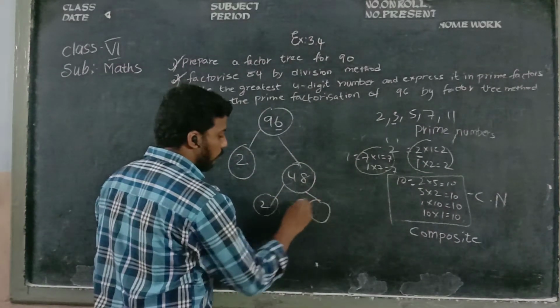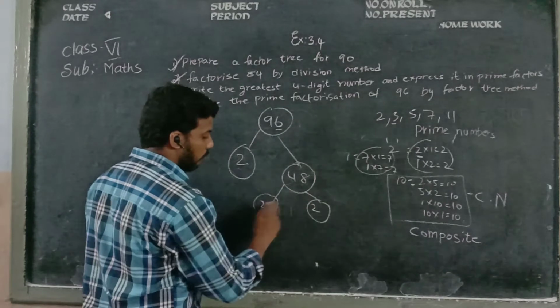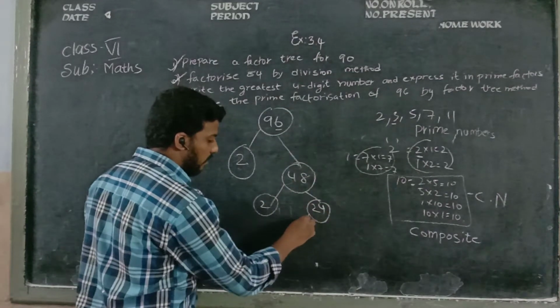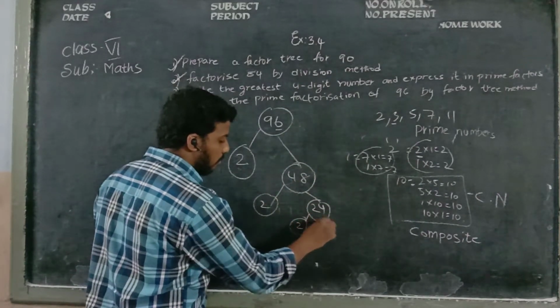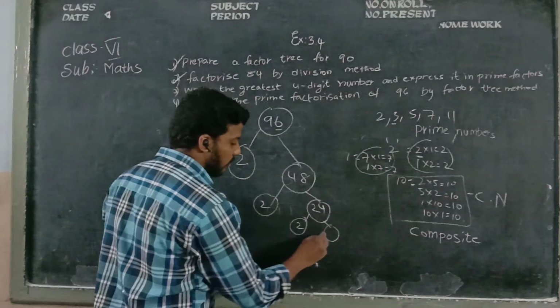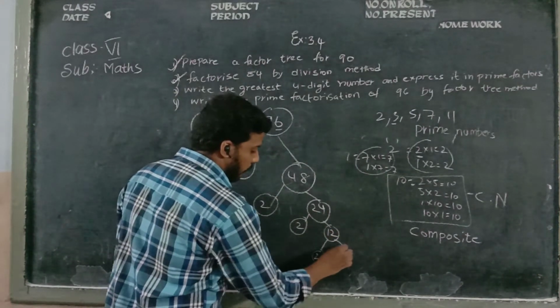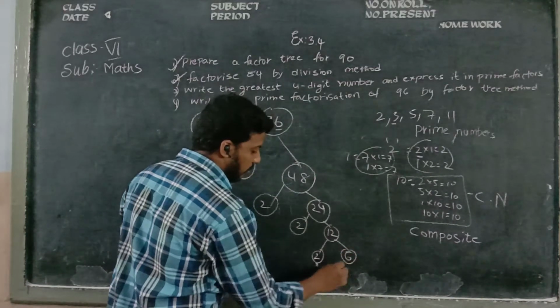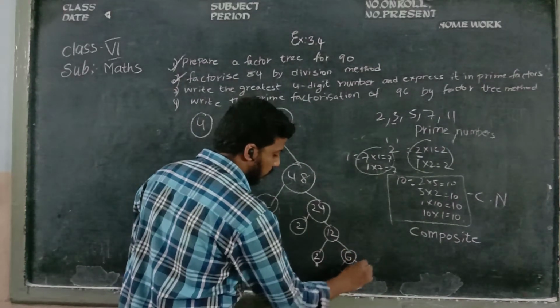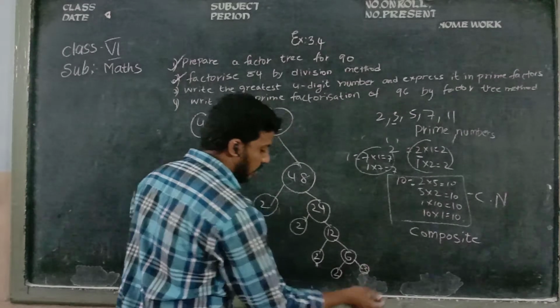So 2 2s are 4. 2 4s are 8, children. Again, it is going to be divisible by 2 because of 4 in its ones place. 2 12s are 24, then 2 6s are 12, 2 3s are 6. That's all, children.